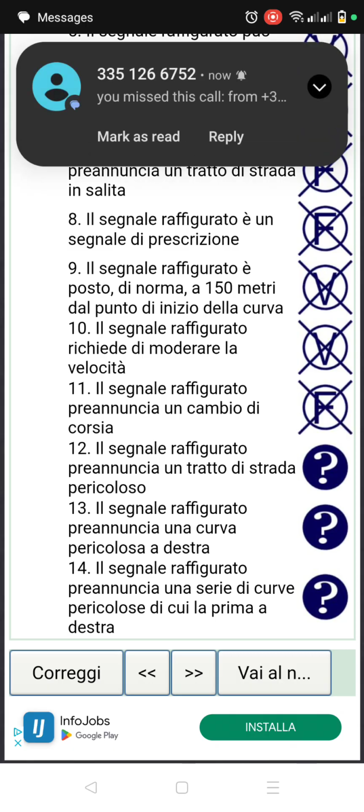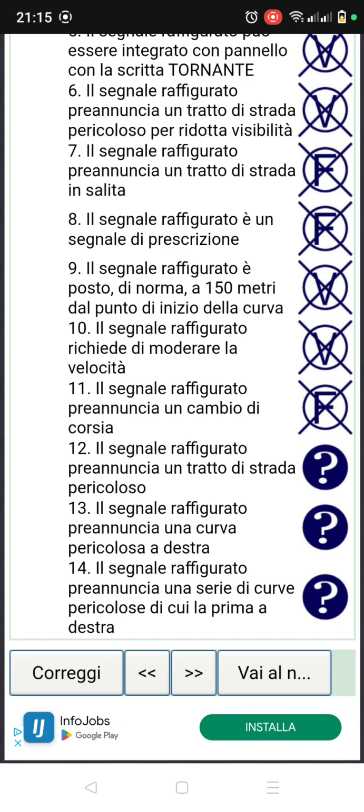So number 11. Il segnale raffigurato pronuncia un cambio di corsia. So this number 11 said this sign figure is announcing un cambio di corsia. It's announcing a changing to the lane. No, it's false. Not changing. Number 12. Il segnale raffigurato pronuncia un tratto di strada pericolosa. So this number 12 is saying this sign figure is announcing a section of the road dangerous, pericolosa. Is true. Number 13.